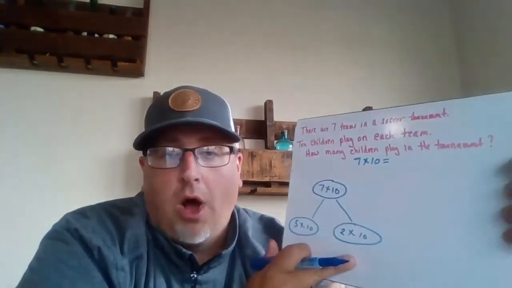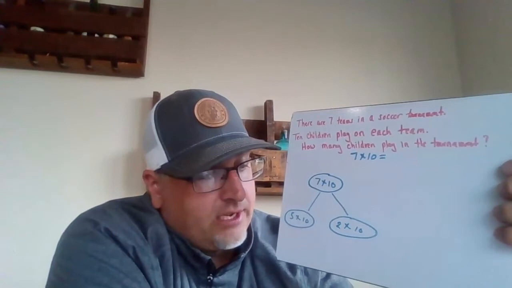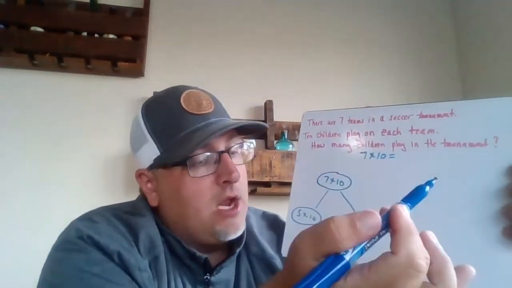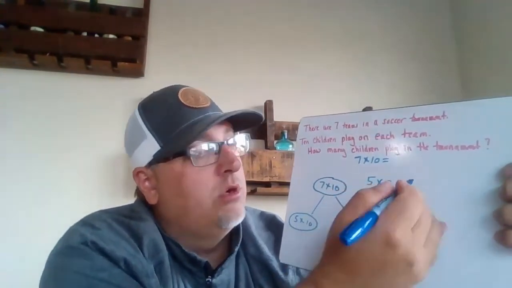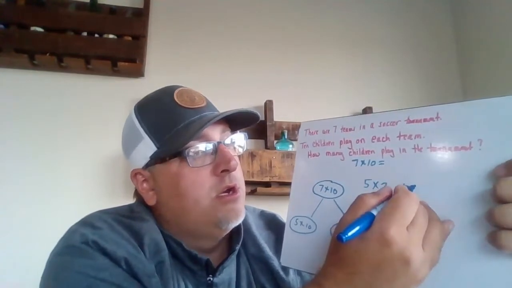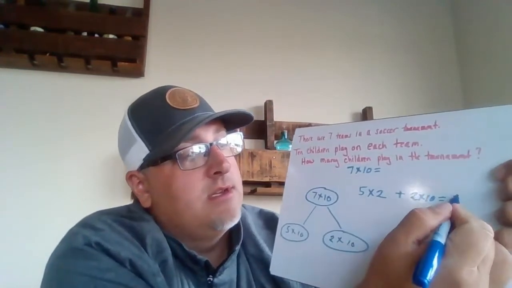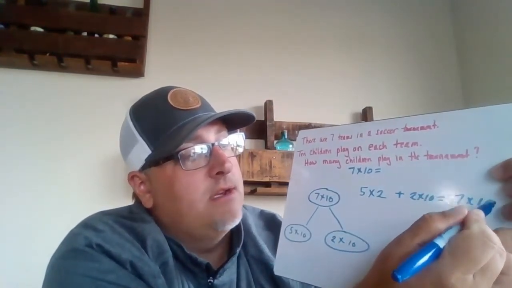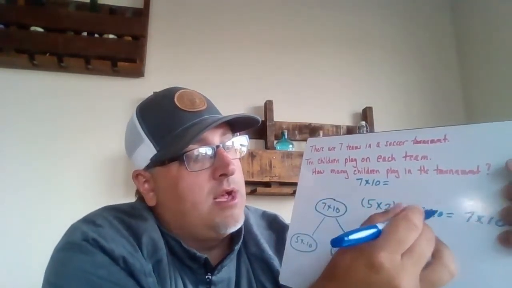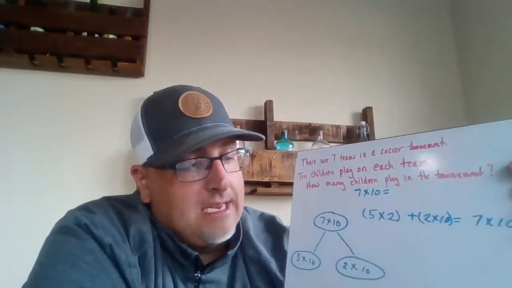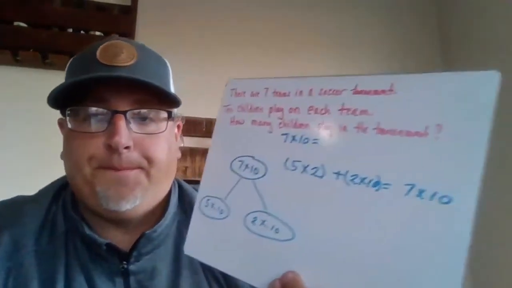Now what we're going to do is walk it through and make sure that it adds up and gives us the answer that we are looking for. All right? So here we go. So we know we have 5 times 10 plus 2 times 10 equals 7 times 10. Okay? There it is right there. You tip my board a little bit.